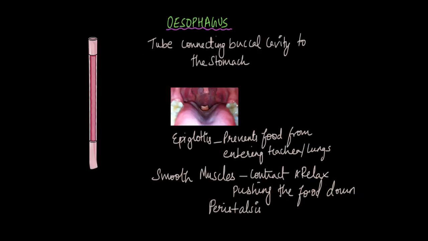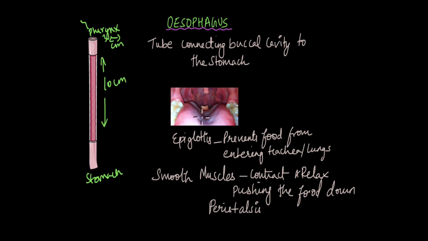So the esophagus is the tube that basically connects the buccal cavity, the back of your mouth, to the stomach. So here is the back of your mouth and the pharynx, and here is the stomach. The esophagus is around 10 centimeters long and around 3 centimeters wide. And it is layered with several layers of smooth muscles.